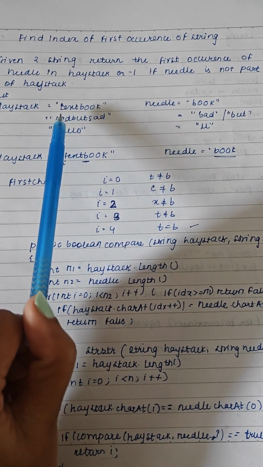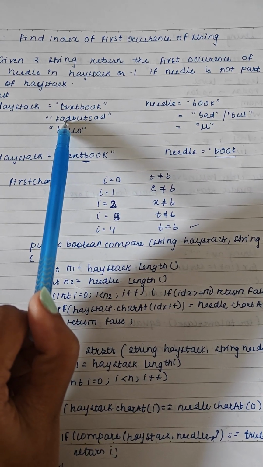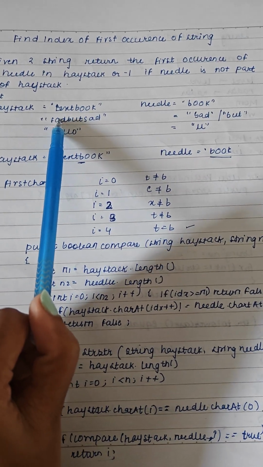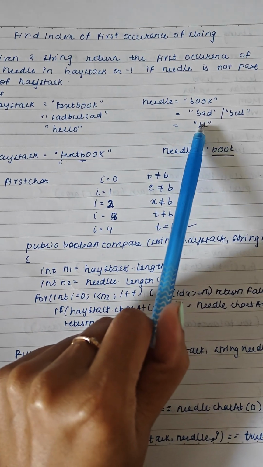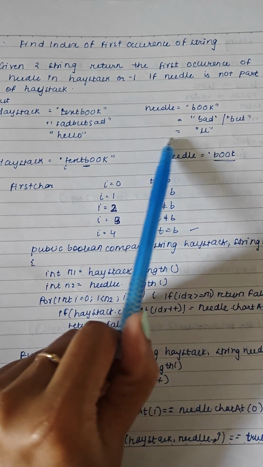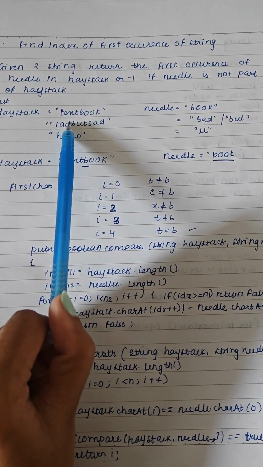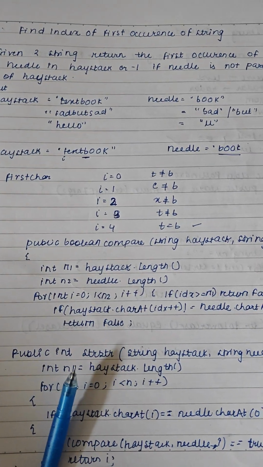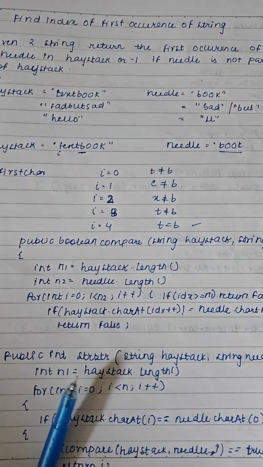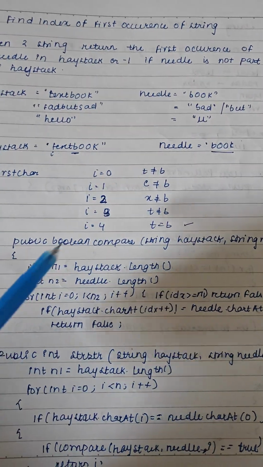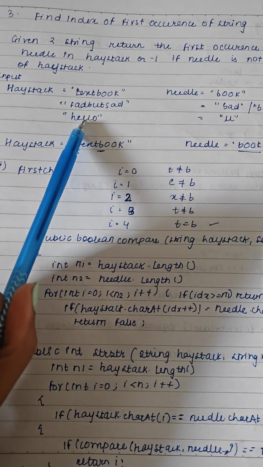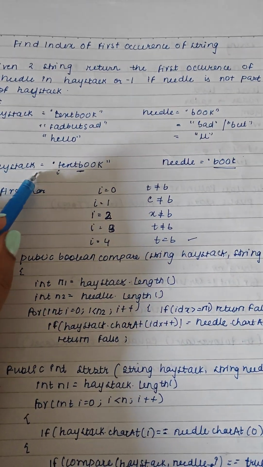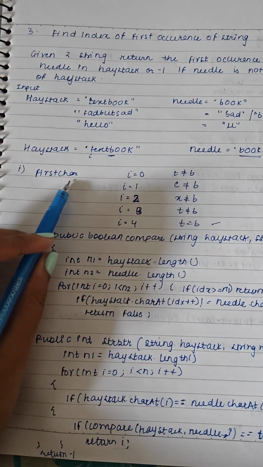Here if you see sadbutsad, sad is here, so we have to return the index of the first occurrence. So for but, it is at index 4, so for but the 4 will be the answer. If you consider hello, for ll 2 will be the index. So here you will see ll is there, so we'll get 2 as an answer.